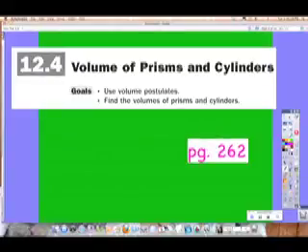Okay, guys, what page? 262. Volume of prisms and cylinders.